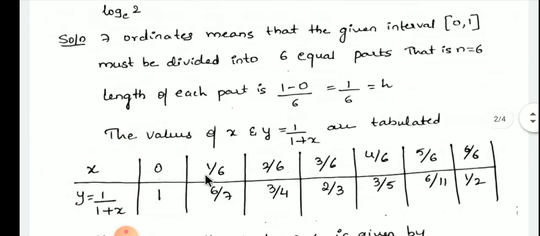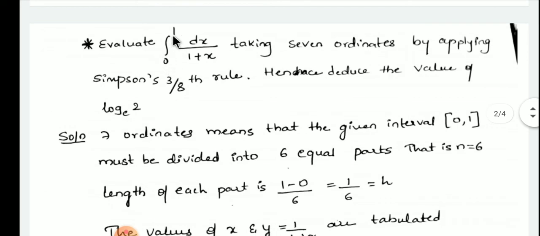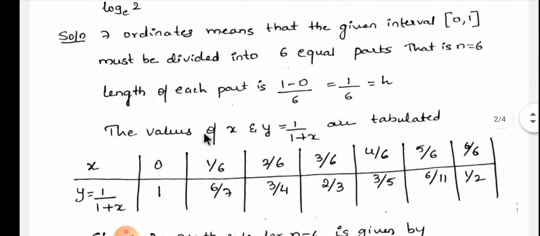See here, 0 to 1 is there. The interval is lying from 0 to 1. Therefore 0, 1 by 6, 2 by 6, 3 by 6, 4 by 6, 5 by 6 and 6 by 6 are your x values, and to those we have to calculate the corresponding y.